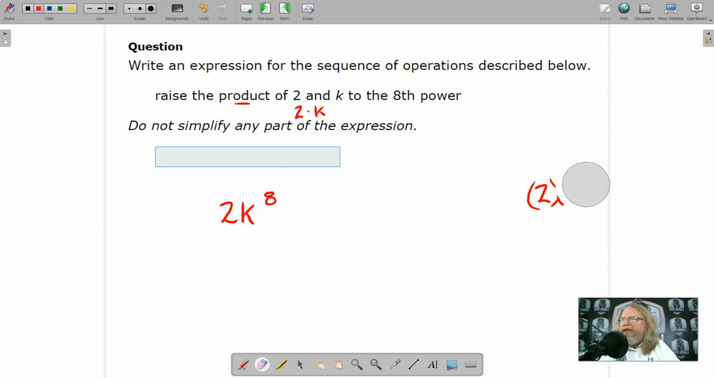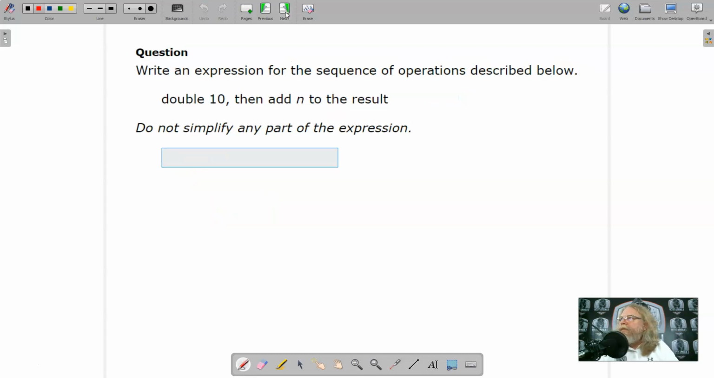However, in this case, I need the product of 2 and k to be raised to the 8th power. So I need to multiply that 2 times k first. So let's go ahead and put it in parentheses. So we would then put a parenthesis, type 2, the letter k, parenthesis, and then hit that exponent button down here, and then type in 8 whenever the exponent box pops up.